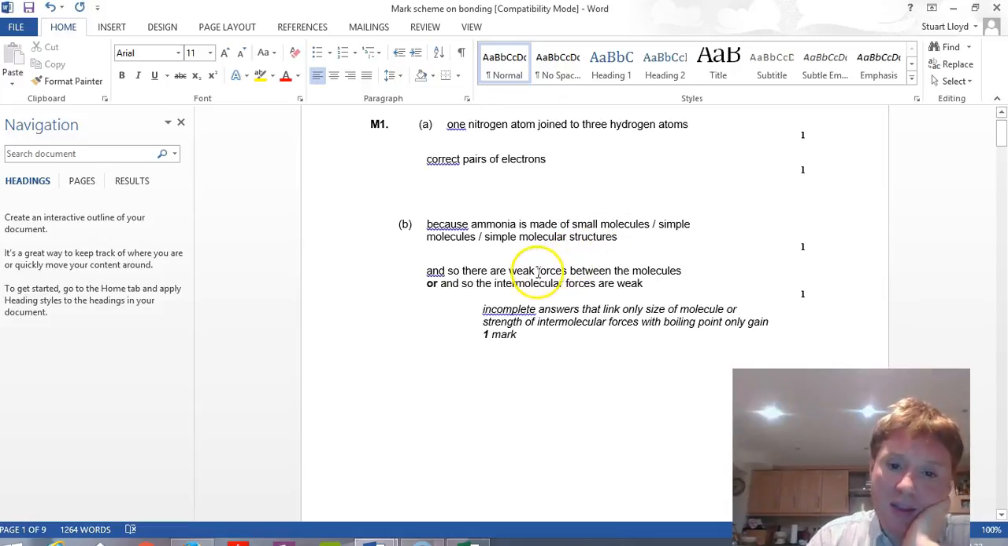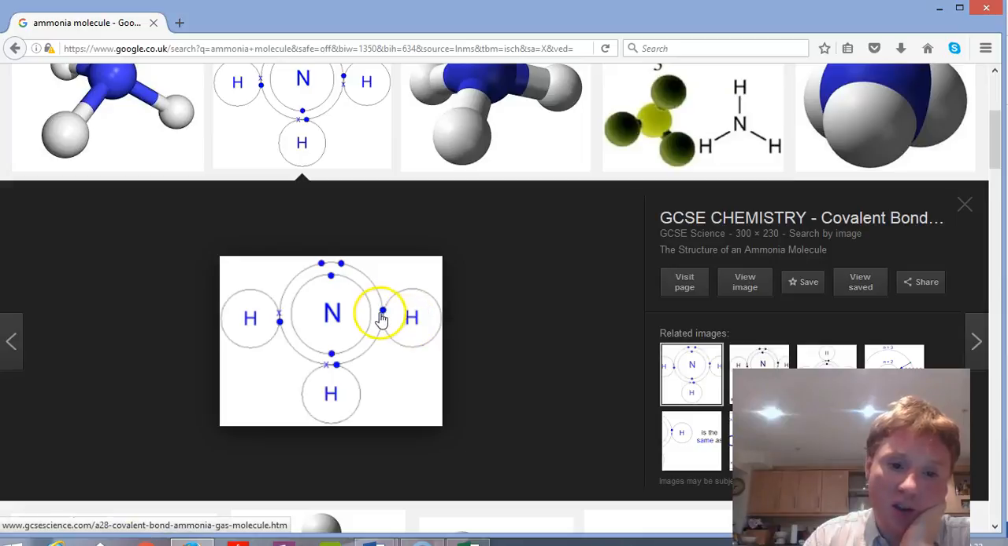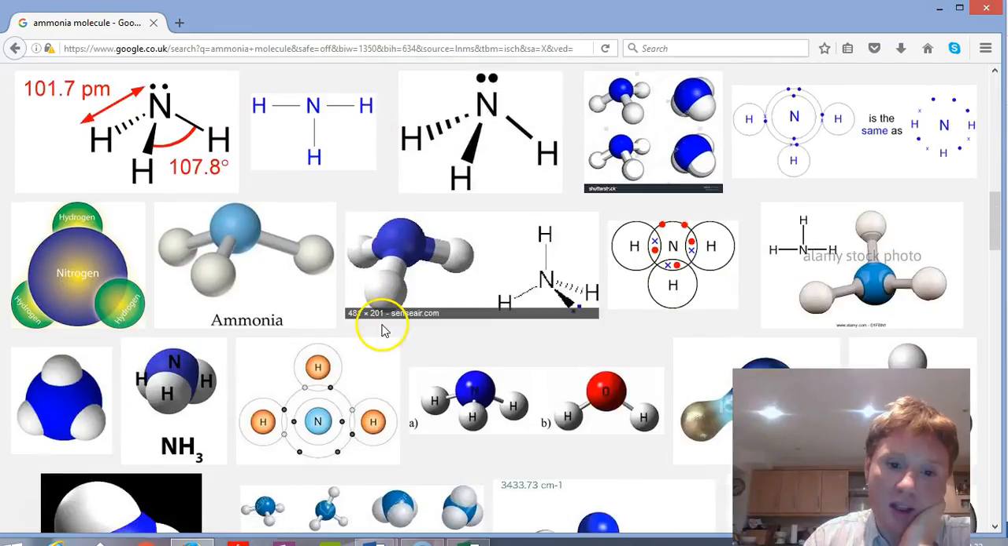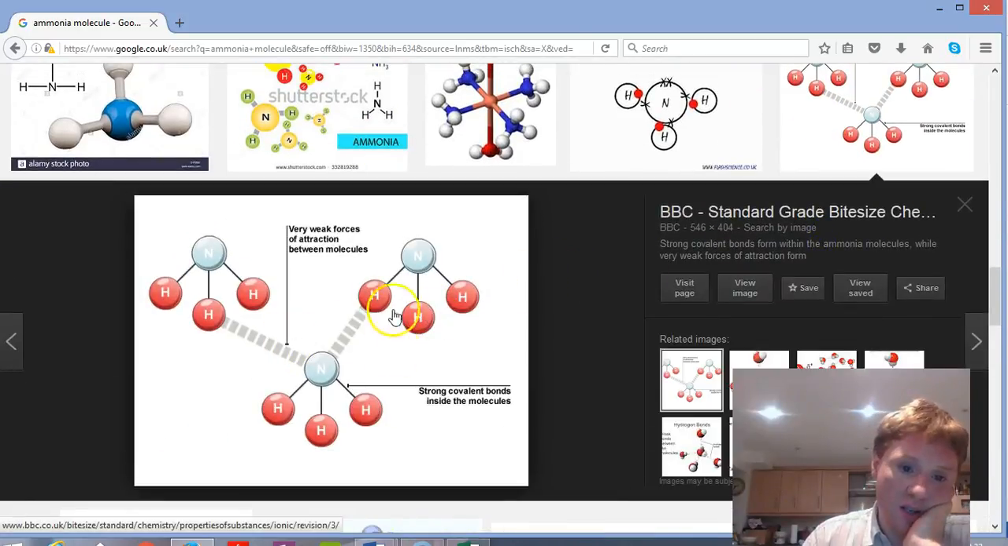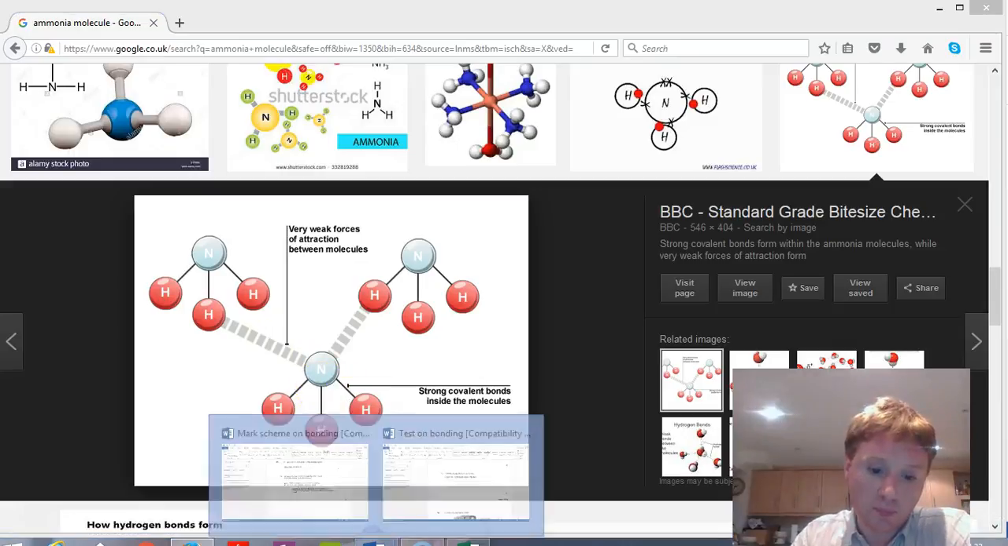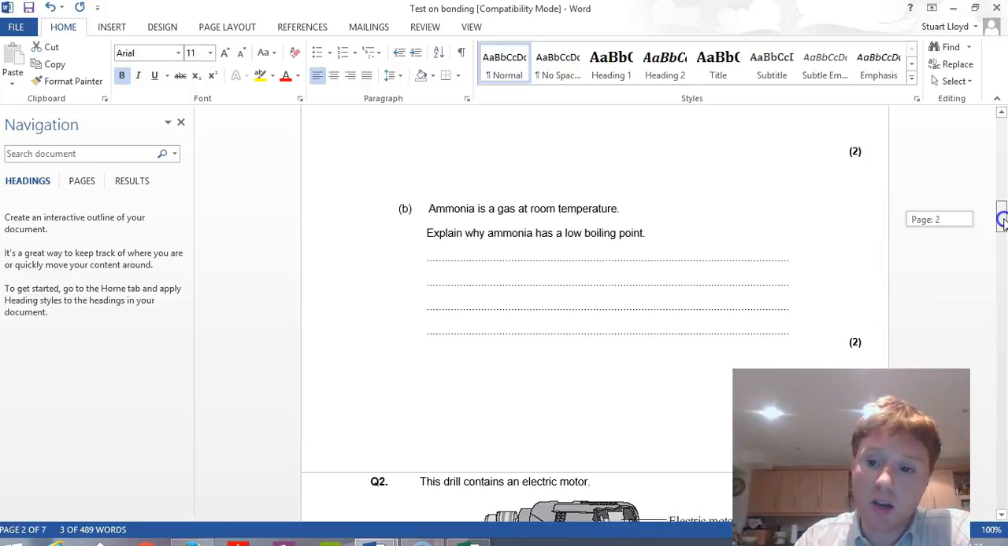The main mistake people make that I didn't give marks for is they said there are weak bonds between the molecules. They're not bonds. The bonds in ammonia are where they're sharing the electrons. These are the bonds. So what we're talking about is the forces. Here's a very good picture. The bonds here are strong, and the forces between the molecules are weak. They're not bonds. They're just attractive forces. So when you are boiling ammonia, you're not breaking its bonds, you're breaking the intermolecular forces. So there we go. Right, question 2.